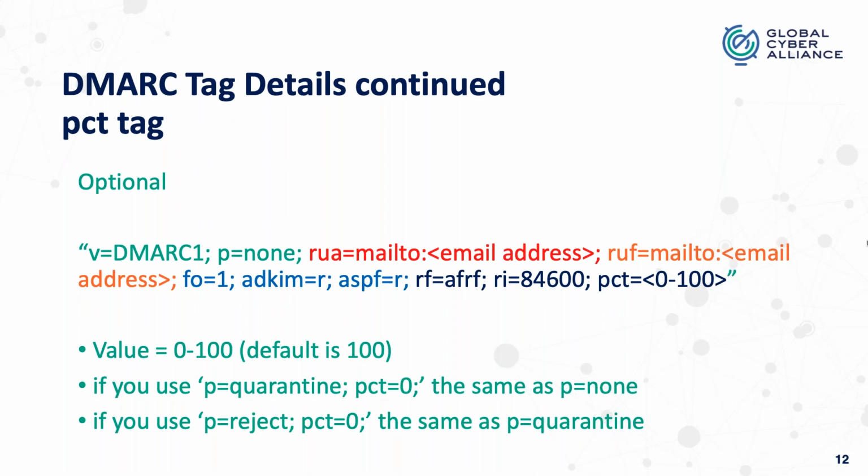If you use P equals quarantine; PCT equals 0;, you basically just have a value of P equals none. You drop down your policy. Same thing if you put P equals reject; PCT equals 0;, you basically drop yourself down to quarantine. So be wary of that if you decide to use the PCT tag, especially when you set it to 0. And remember, PCT equals 100 is the default, so you don't even have to put that in if you're going to do 100%.